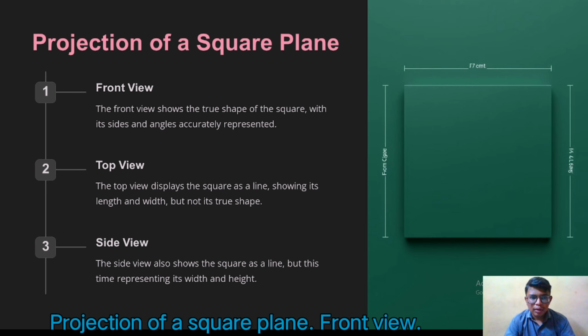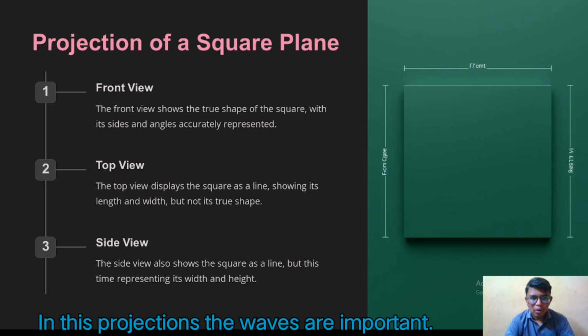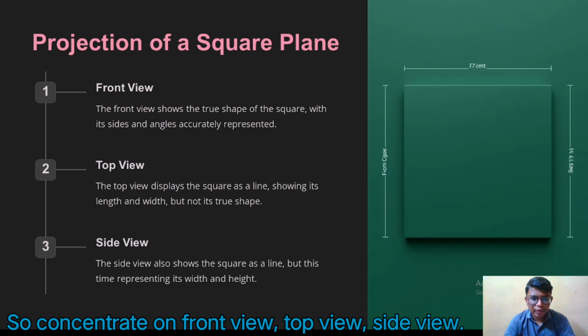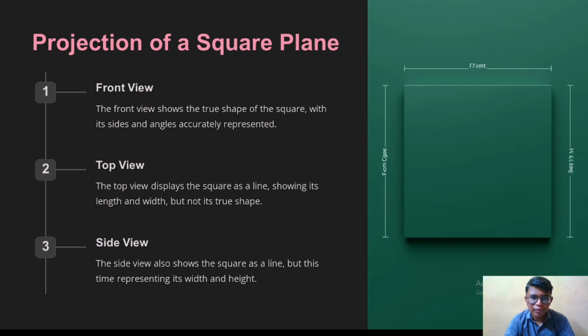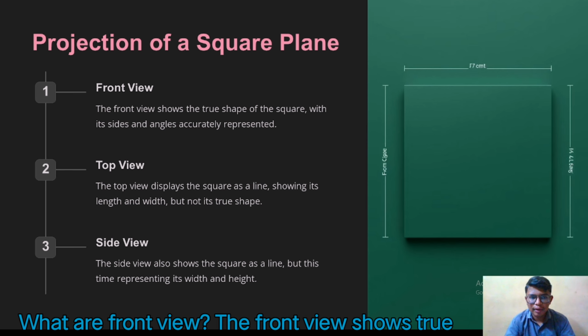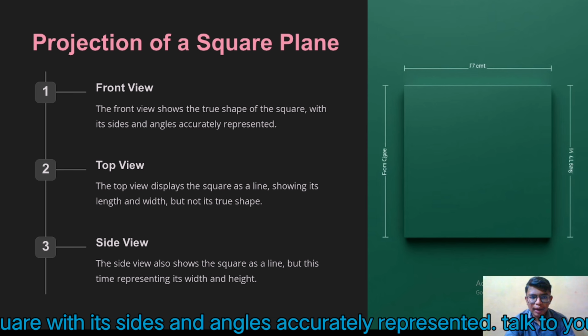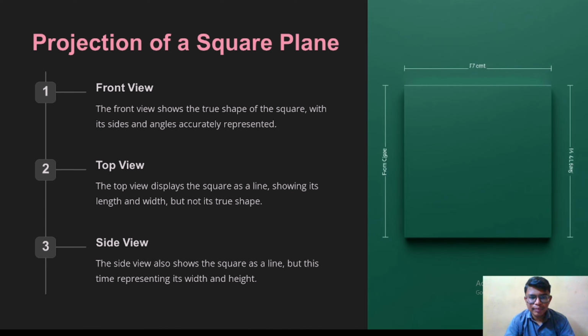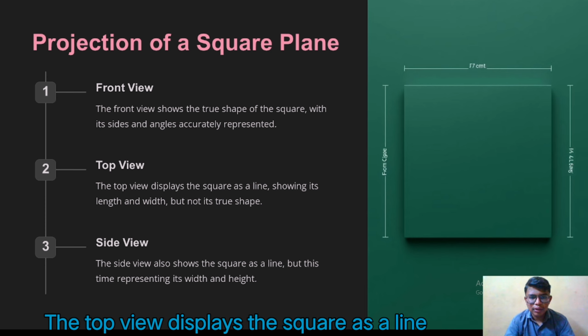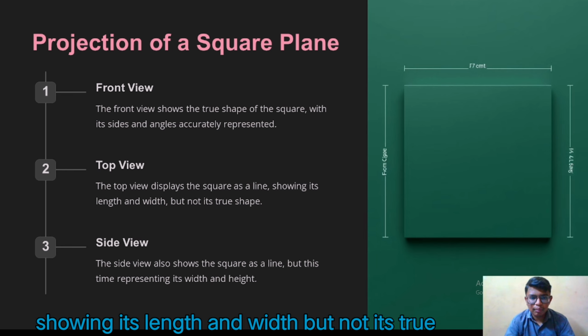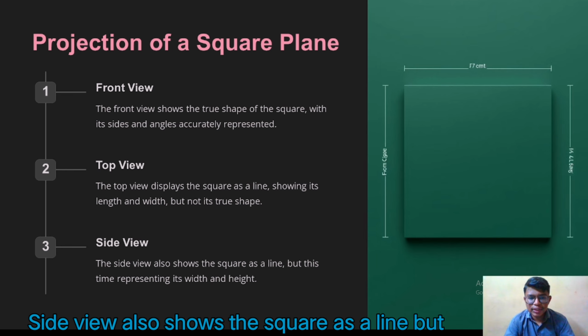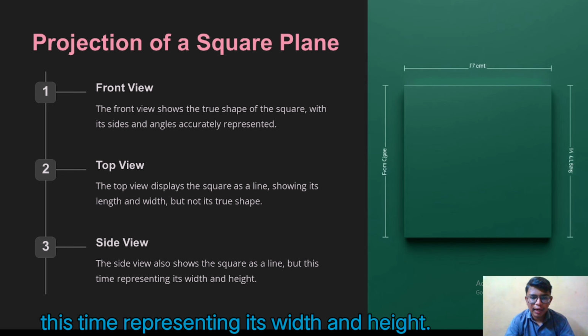Front view. In these projections, the views are important, so concentrate on the front view, top view, and side view. The front view shows the true shape of a square with its sides and angles accurately represented. Top view. The top view displays the square as a line, showing its length and width but not its true shape. The side view also shows the square as a line, but this time representing its width and height.